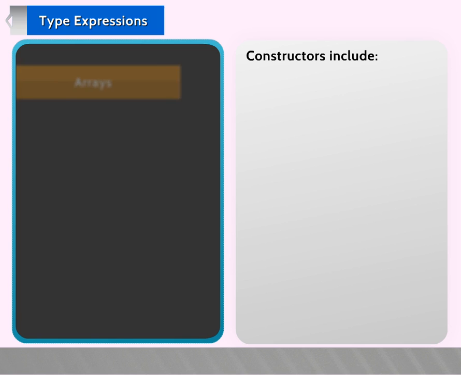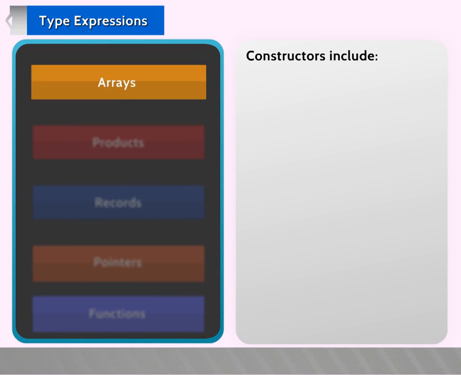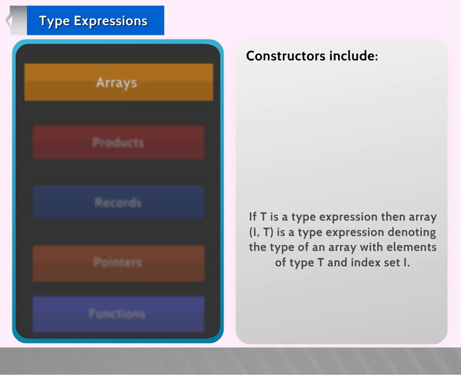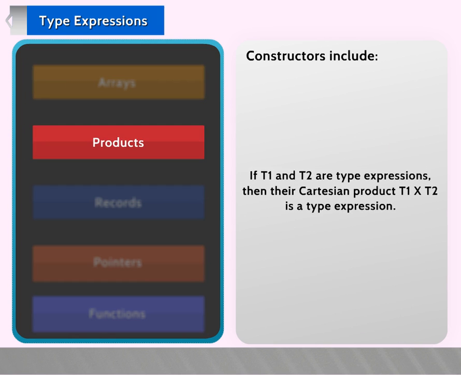Constructors include arrays. If T is a type expression, then array(I, T) is a type expression denoting the type of an array with elements of type T and index set I. Products. If T1 and T2 are type expressions, then their Cartesian product T1 × T2 is a type expression.